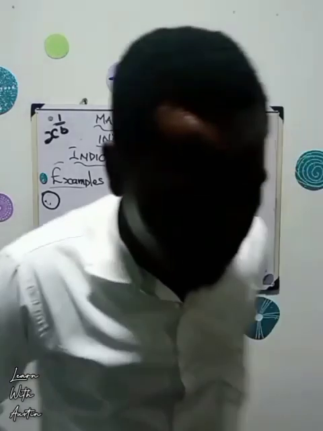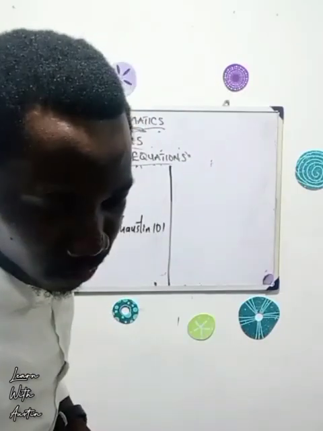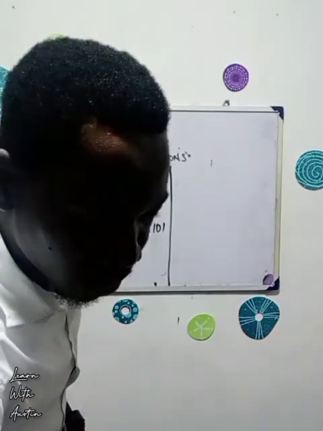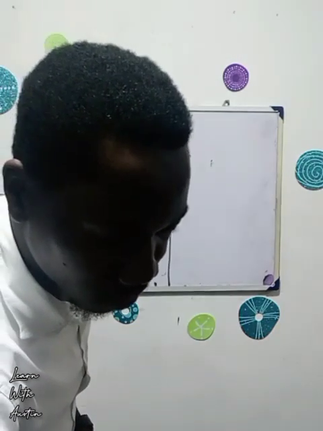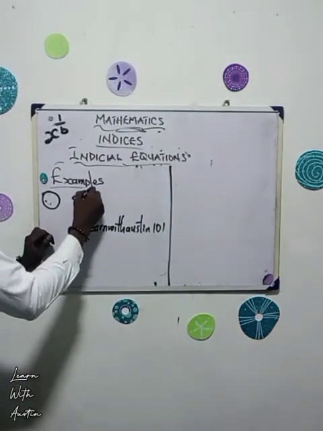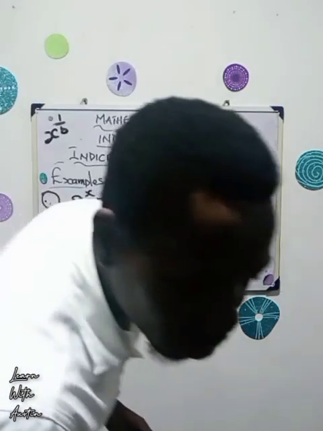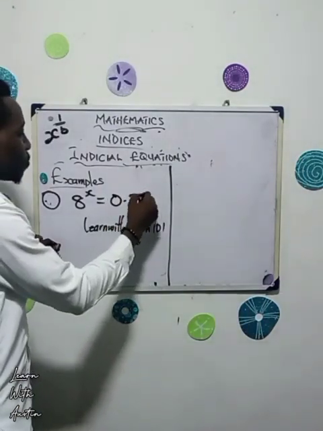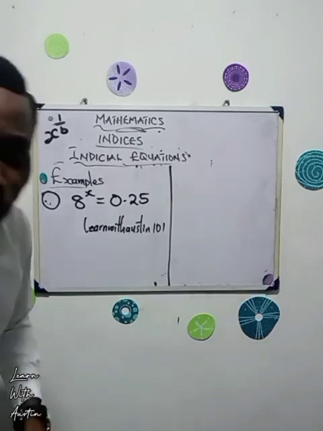So question number 1 says 32. Okay, no, let me not give that one. Let me give us this one. 8 raised to the power of x equals 0.25. 8 raised to the power of x equals 0.25.